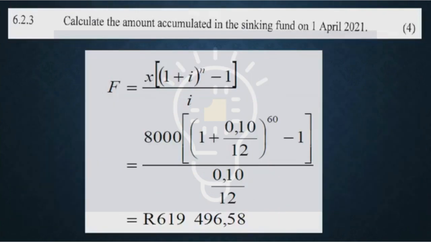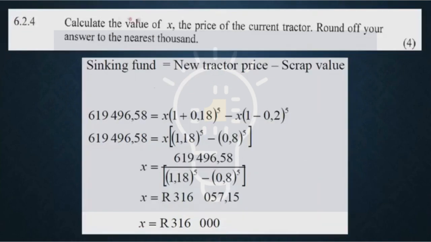Question 6.2.3 says, calculate the amount accumulated in the sinking fund on the 1st of April 2021. Well, the future value formula is used here. There we have it as it occurs on the formula sheet. 8,000, we were given that piece of information in the bullet points before. When we put in the interest rate compounded monthly, remember it's 5 years multiplied by 12 will give us the 60. When we simplify that, there we have the amount accumulated in the sinking fund is 619,496 Rand 58 cents.